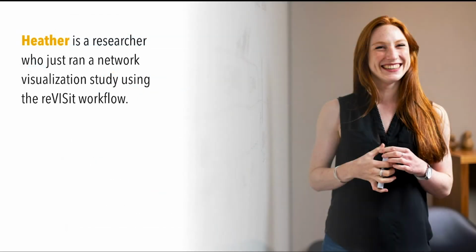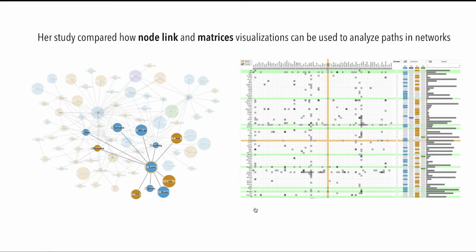Heather is a researcher who recently ran a user study analyzing the performance of network visualizations. Her study compares node-link diagrams to adjacency matrices for finding paths in a network. During her study design, Heather had to balance the interactions available between both node-link and matrices to not unduly favor one condition over the other.